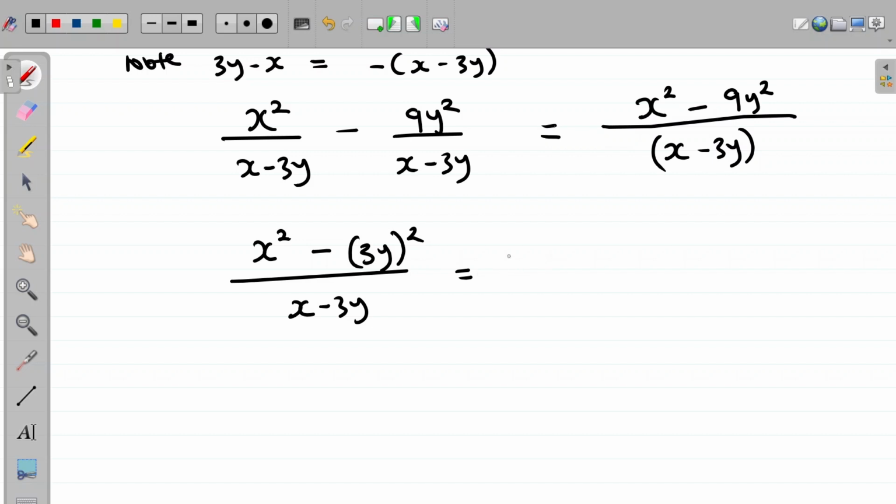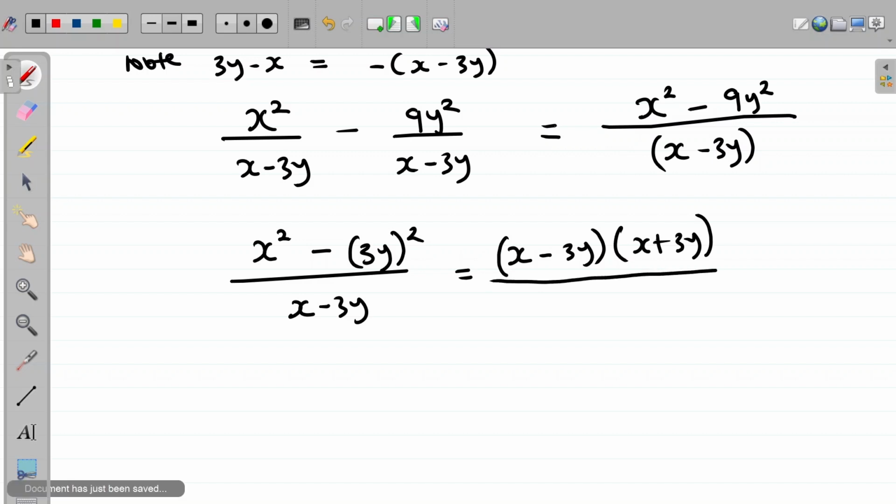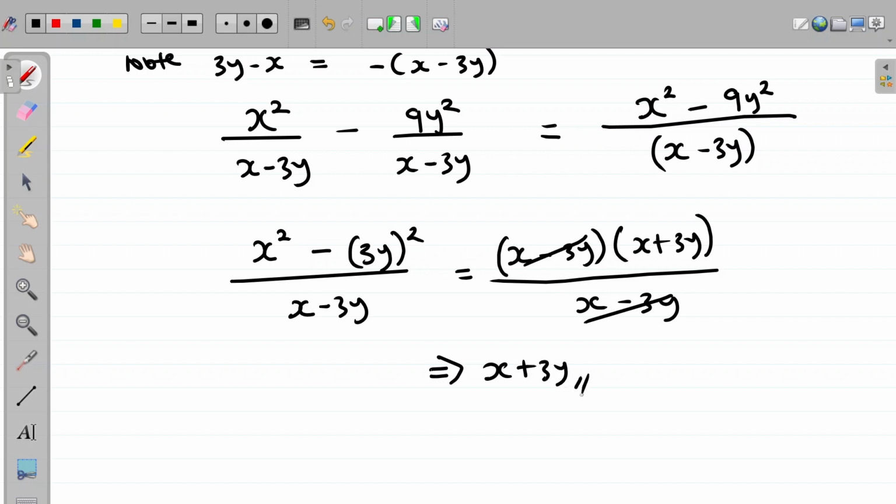So our expression becomes x minus 3y and x plus 3y, all divided by x minus 3y. So x minus 3y can cancel out. Our expression reduces to x plus 3y.